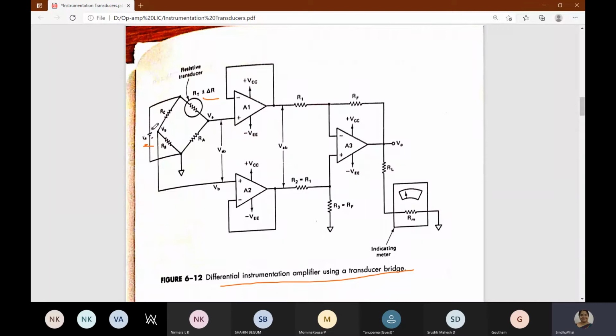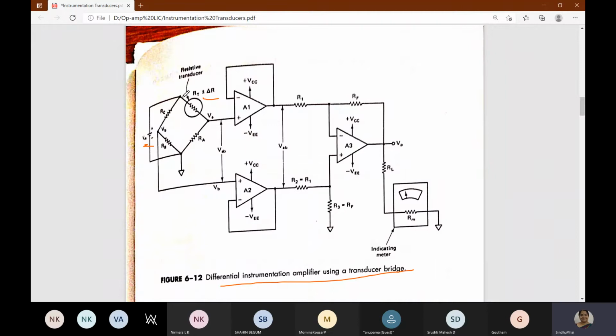See, the concept of this bridge is that first the bridge is balanced. Whenever there is a change in the resistance, this change will be because of a change in temperature, pressure, flow rate, or the intensity of the light. Any of the devices which convert any physical quantity to a change in the resistance will be applied to one of the arms of the bridge.